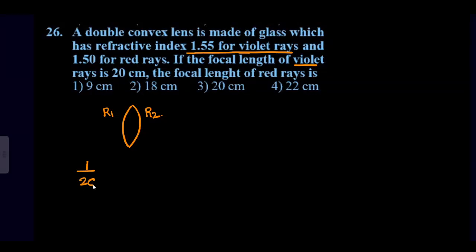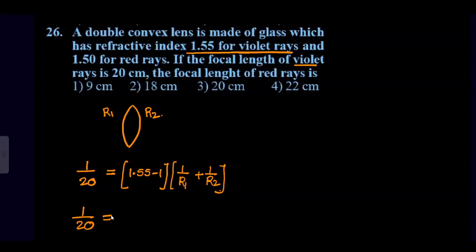So that is 1 by 20, which is equal to the refractive index of violet, 1.55, minus 1, into 1 by R1 minus 1 by R2. So this value 1 by 20 is equal to 0.55 into 1 by R1 plus 1 by R2.